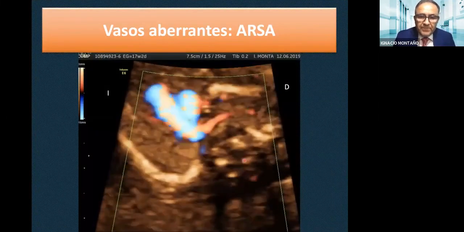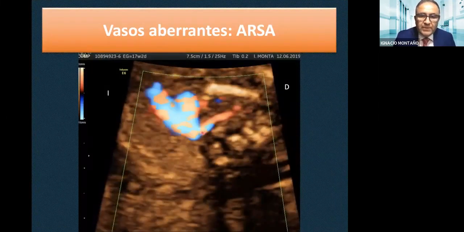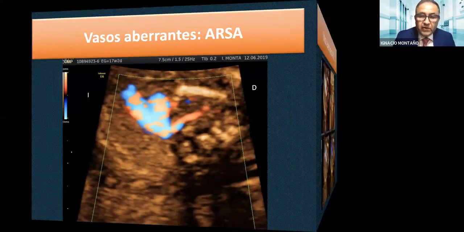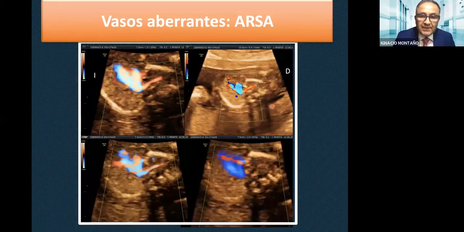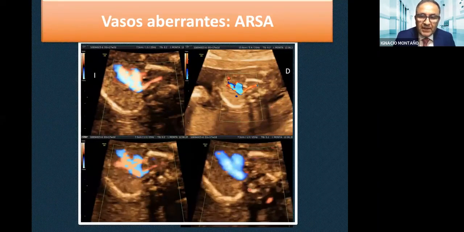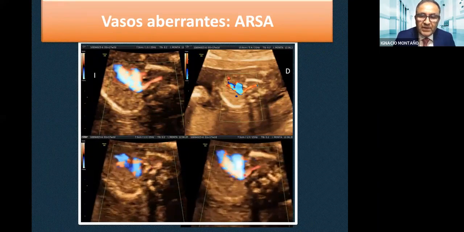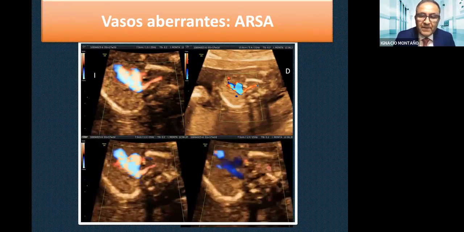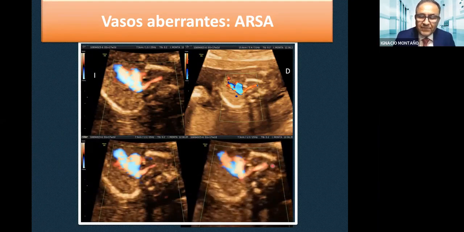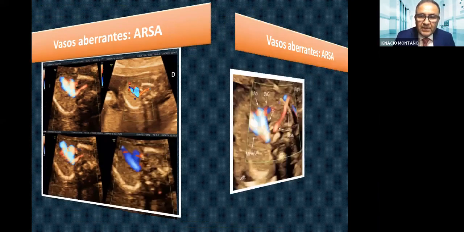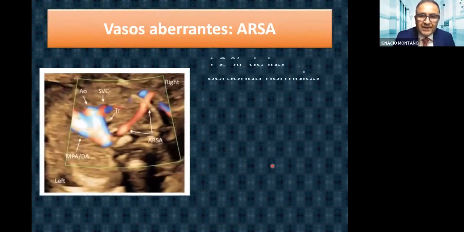Aberrant vessels. When a vessel emerges from the distal part of the three-vessel trachea view, from the distal portion of the transverse aortic arch, and passes behind the trachea toward the right arm, we are dealing with an aberrant right subclavian artery. You can see that at the level of the isthmus, a vessel emerges and passes behind the trachea in a straight line toward the right arm. This is the aberrant right subclavian artery, which arises from the distal part of the transverse aortic arch.